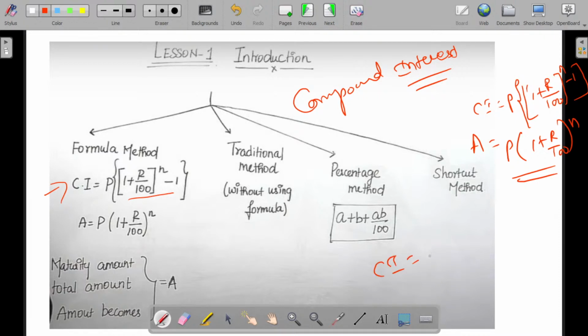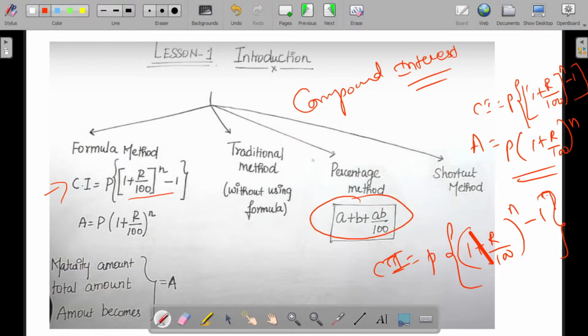Interest pay interest is compound interest. P into (1 plus r by 100) raised to n minus 1. Compound interest means interest pay interest. With the percentage method, you can use this for a plus b plus ab by 100.